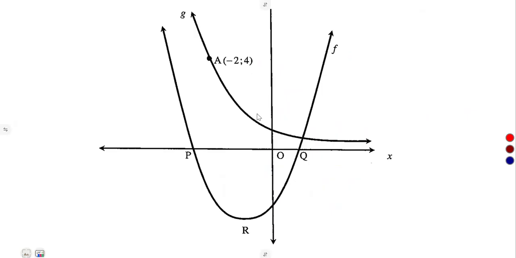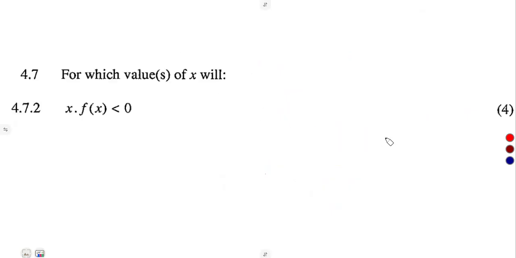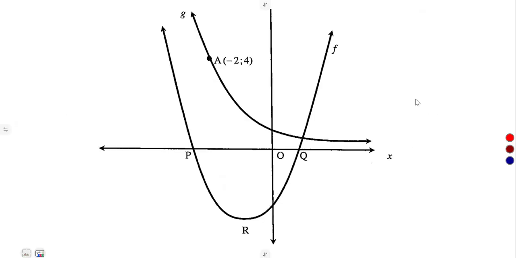All right, so we are given this graph, which we dealt with before, a similar graph. Then the question here was, for which value or values of x will x times f of x be less than 0? So we must consider a negative. To get a negative, it is positive times negative, or negative times positive.